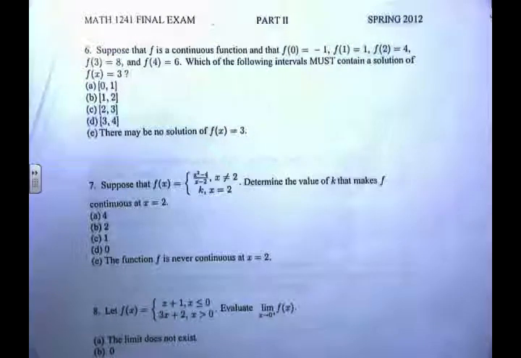Suppose that f is a continuous function and f of 0 equals negative 1, f of 1 equals 1, f of 2 equals 4, f of 3 equals 8, f of 4 equals 6. Which of the following must contain a solution of f of x equals 3? This one right here gave tons of people problems, because they didn't know what to do.